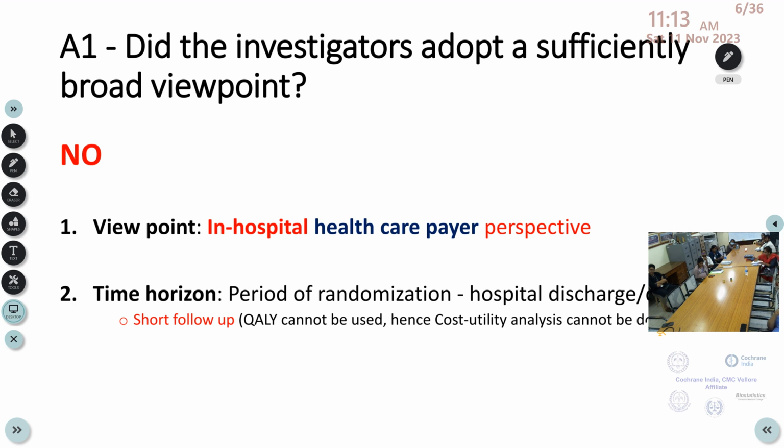They try to use terms like QALY, which is a more standardized term. So surgical patients and medical patients, they all have QALY, and they can use a health utility, cost utility analysis and finally come to a conclusion. But this is a very short-term follow-up, so we can't really use terms like QALY. So that is the one thing I wanted to highlight regarding the time horizon.